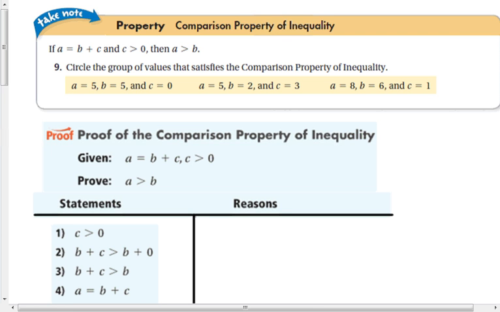All right, we're going to use the comparison property of inequality. If A is equal to B plus C and C is greater than 0, then A is greater than B. Circle the group of values that satisfies the comparison property of inequality.